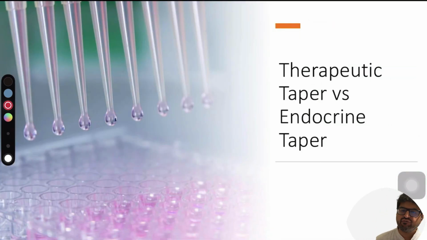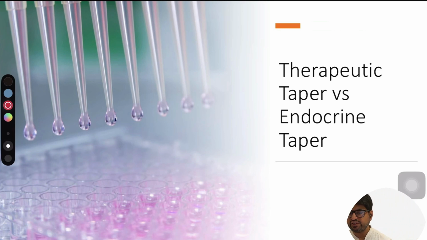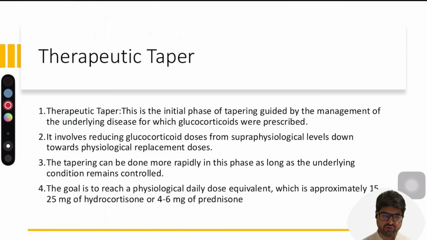Now here is a very important concept I like to bring to you, and this is something we discuss with our colleagues from pulmonology and rheumatology. There is therapeutic taper versus endocrine taper. I have this discussion quite often with rheumatologists. Something very important we need to understand. What is therapeutic taper? Therapeutic taper means that the patient requires glucocorticoid for any condition that requires immunosuppression, or whatever reason. Then you have to bring the patient's steroid down from the higher dose to the lowest possible dose as guided by the disease itself.